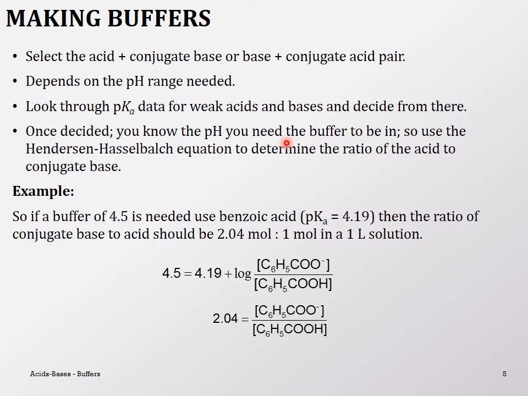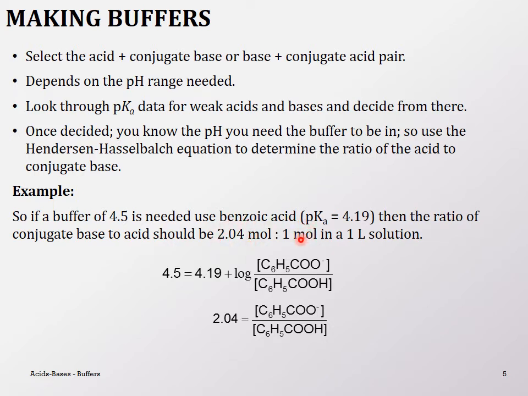Once you know what pH you want, you use the Henderson-Hasselbalch equation to determine the ratio of the acid to the conjugate base that you need. For example, and this is a very typical problem for buffers, if you need a buffer with pH 4.5 and you're using benzoic acid, whose pKa is 4.19, what is the ratio of conjugate base to acid? In this case, it would be 2.04 to 1.